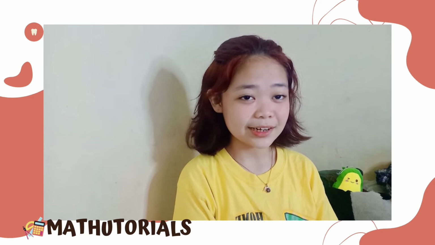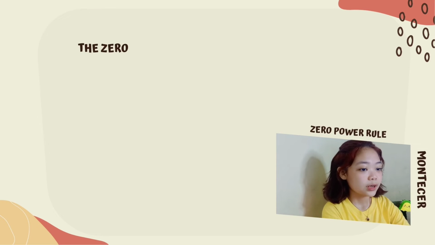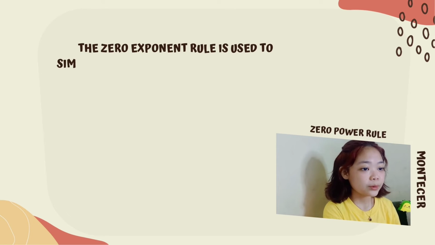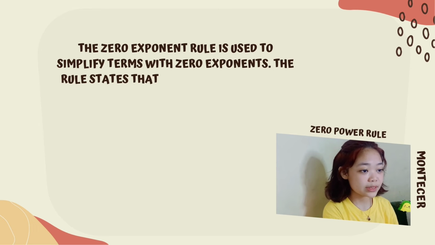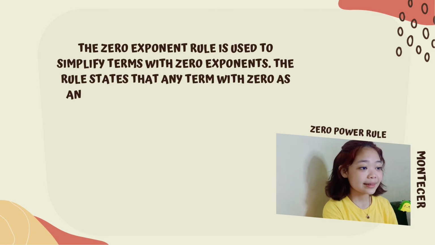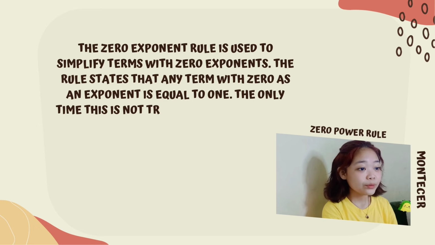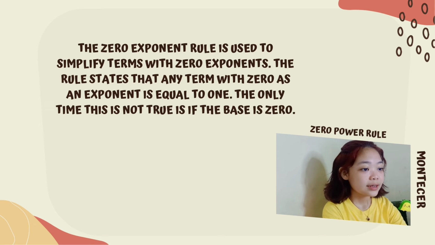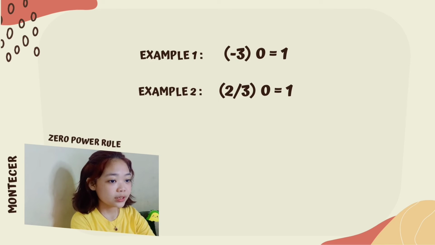I'm here to discuss the quotient to a power rule and the zero power rule. So, moving on with the zero power rule. The zero exponent rule is used to simplify terms with zero exponents. The rule states that any term with zero as an exponent is equal to 1. The only time that is not true is if the base is 0. So example 1: negative 3 to the power of 0 equals 1. 2 over 3 to the power of 0 equals 1.